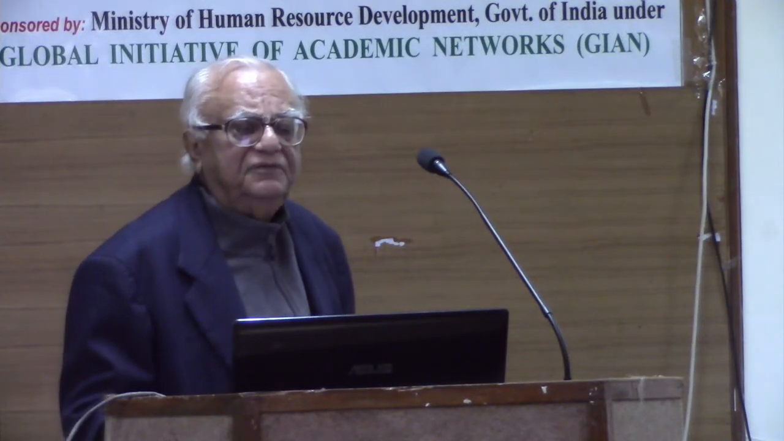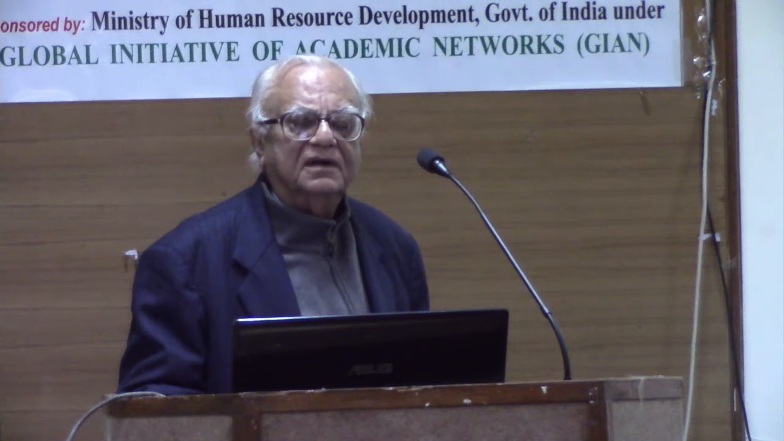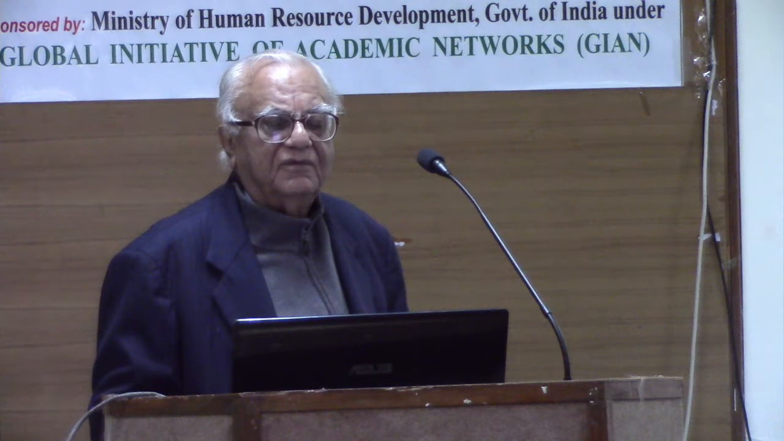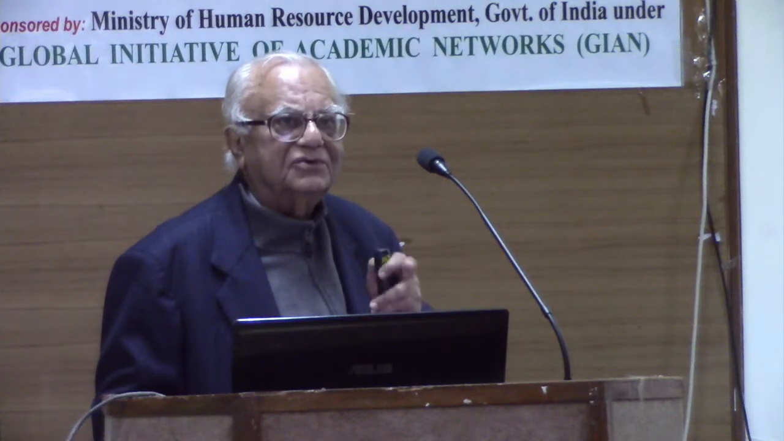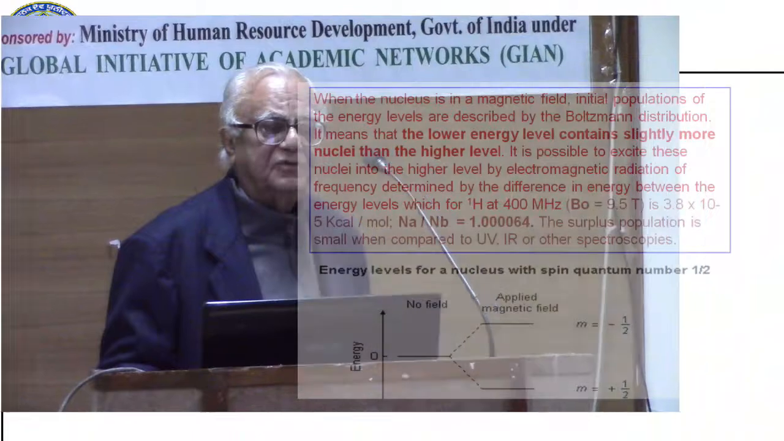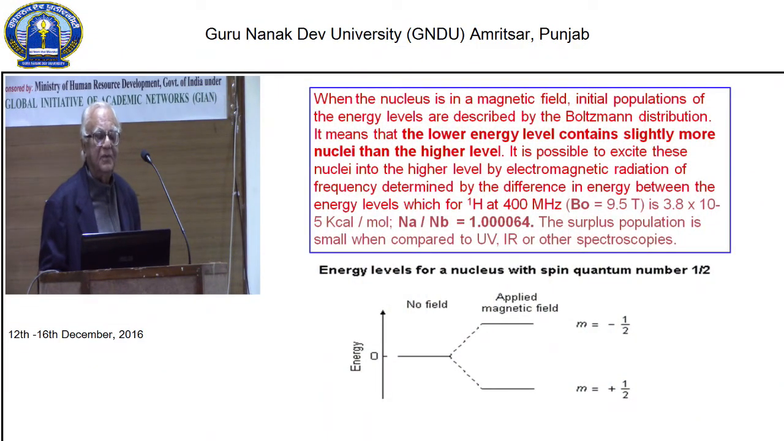Now, the difference is very, very small. Let's say at a 400 megahertz NMR frequency, the population ratio between them is 1.00064. So the difference is only 0.00064.